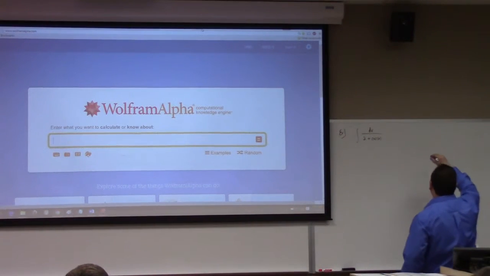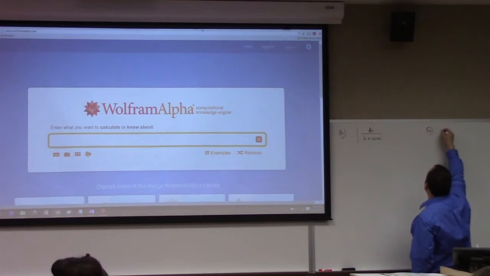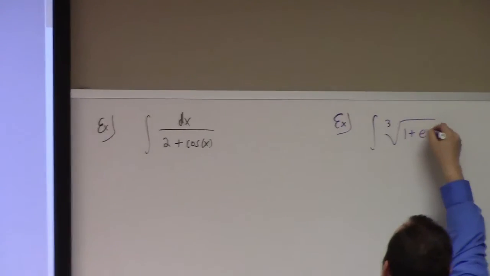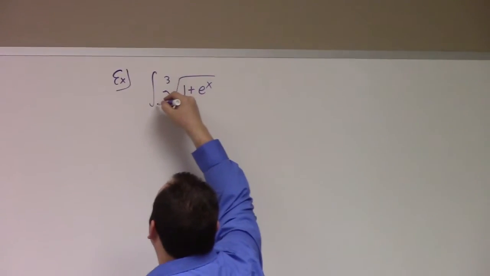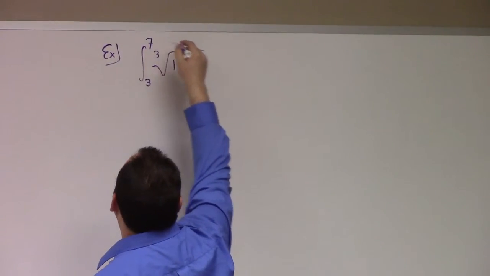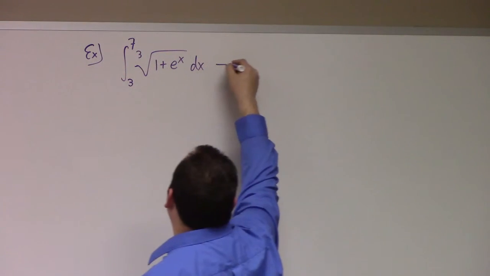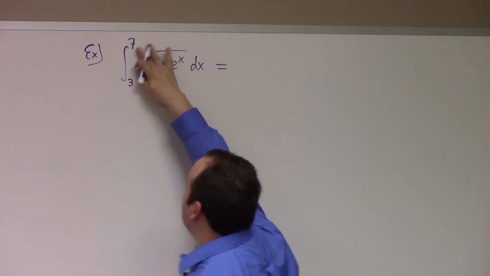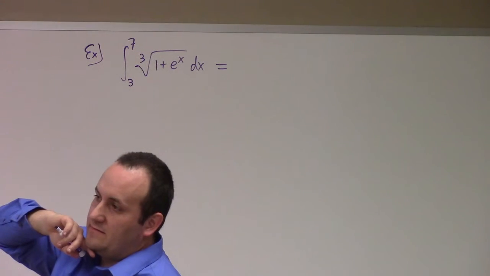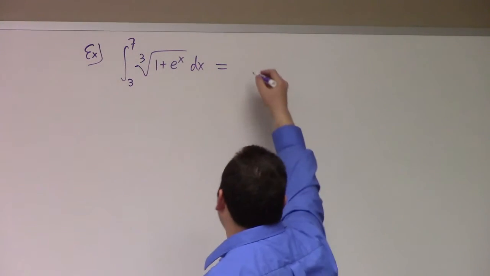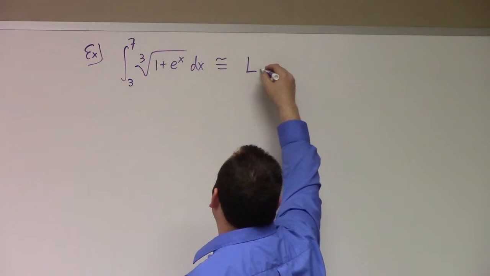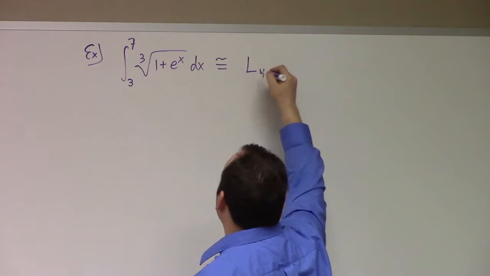So let's actually try to put this into play. Let's do an example. Let's try to integrate something like, how about the cube root of 1 plus e to the x from, say, 3 to 7. Right, so what do you guys want to do? Let's do the left endpoint rule. Let's try to approximate. It is approximately given by, let's start with L. This is a starting point. Let's try to do L4.